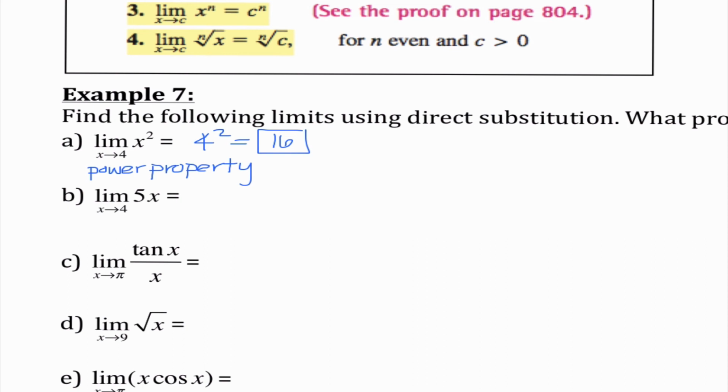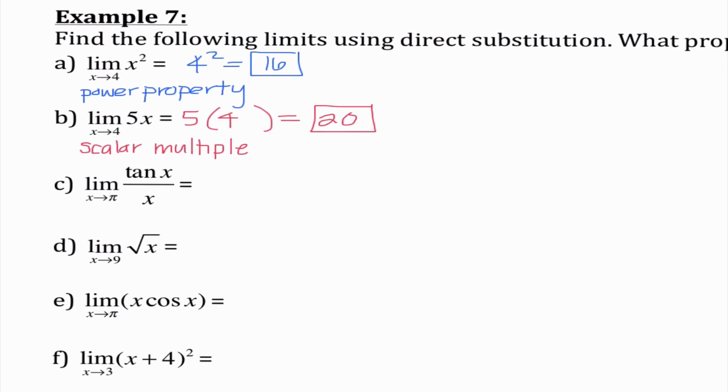For B, this would be a scalar multiple. Okay, and what that means is I'm going to do 5 times whatever the limit of x is as x approaches 4. We know that that is just 4. 5 times 4 is 20.